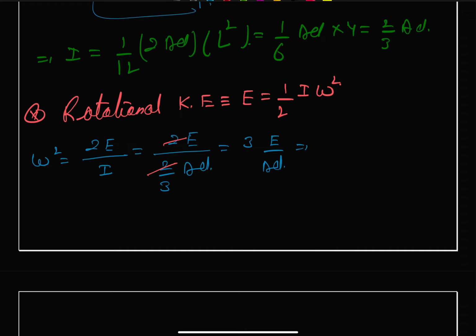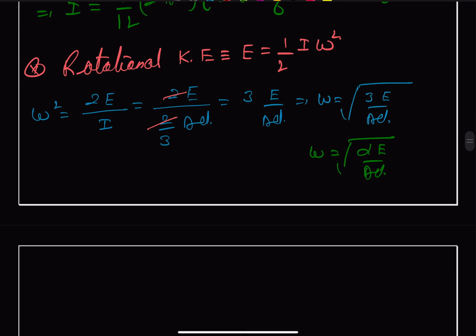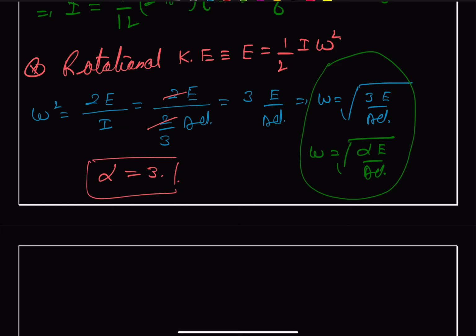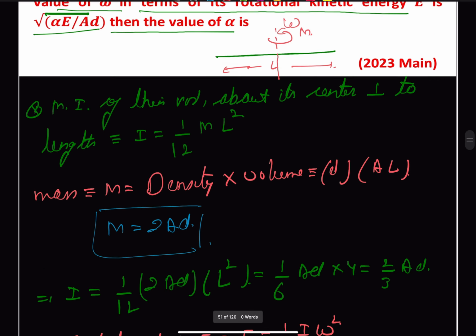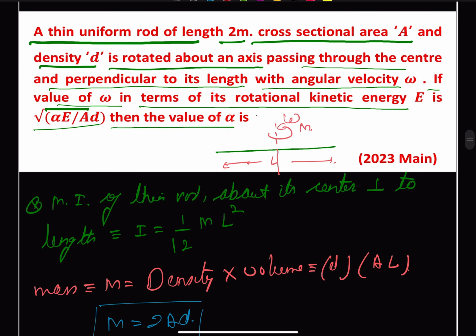This means our omega is equal to square root of 3E upon AD, and we are given that omega is equal to alpha times the square root of E upon AD. Therefore, value of alpha will be equal to 3. So value of alpha is 3. Next question.